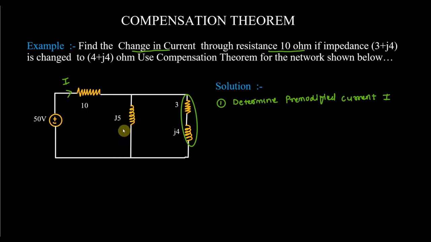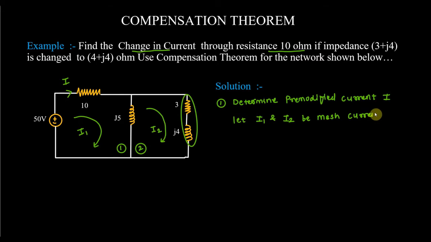According to mesh analysis, you can see that there are two meshes. This is the first mesh, this is the second mesh. Now consider the current: here the current is I1 and here the current is I2. You can see that I1 is the same as I, so our aim is to find only I1. So let I1 and I2 be the mesh currents. This we have assumed.